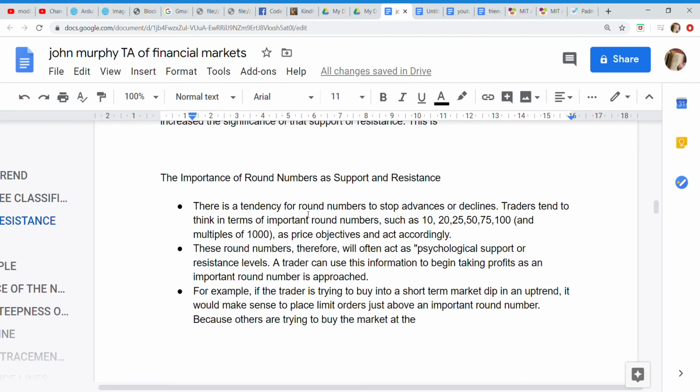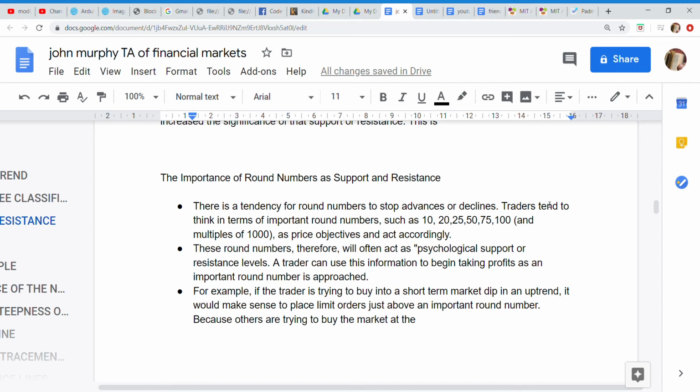The importance of round numbers as support and resistance. There is a tendency of round numbers to stop advances or declines. Traders tend to think in terms of the important round numbers such as 10, 20, 25, 50, 75, 100 and multiples of 1000 as price objectives and act accordingly.